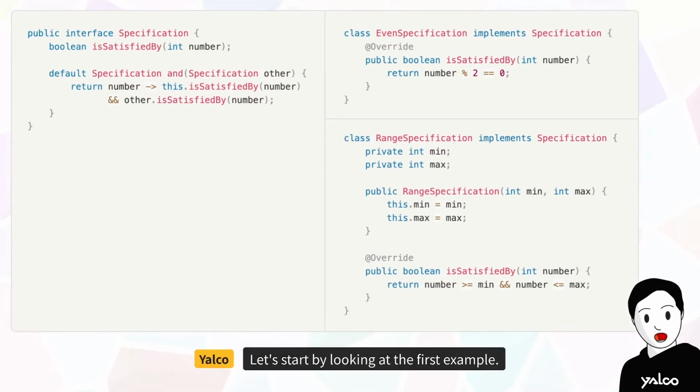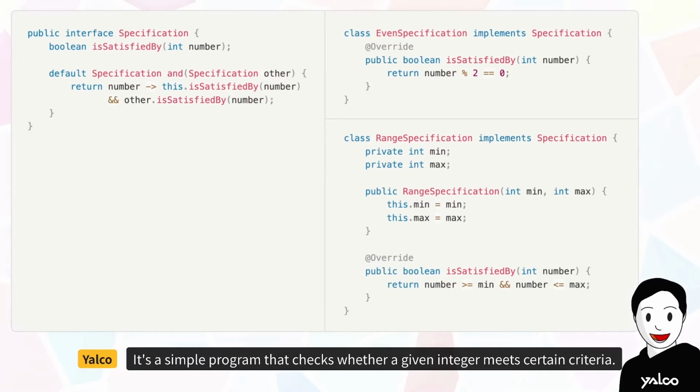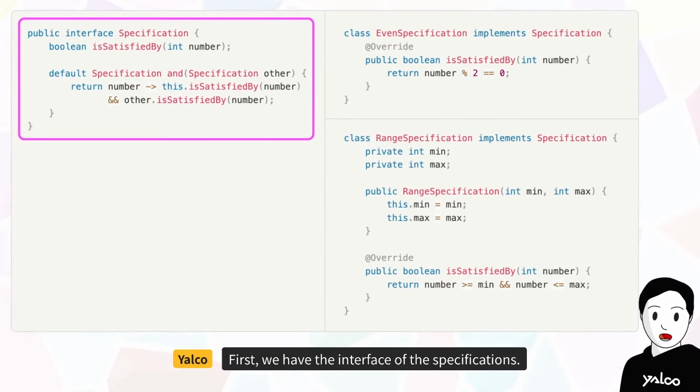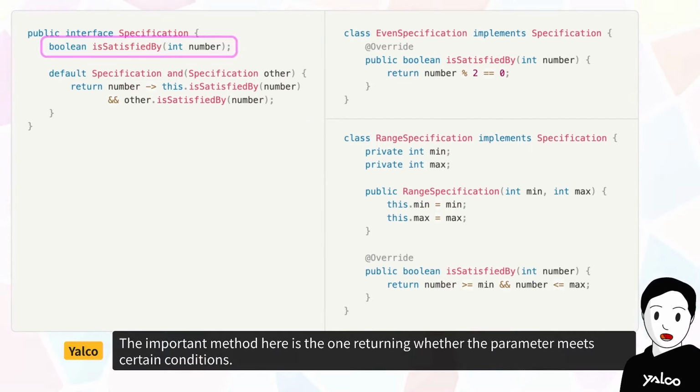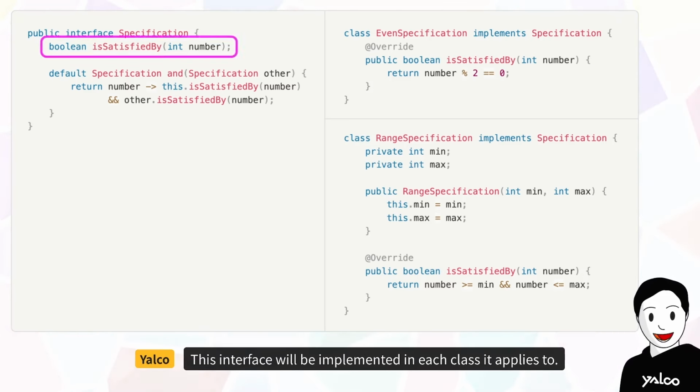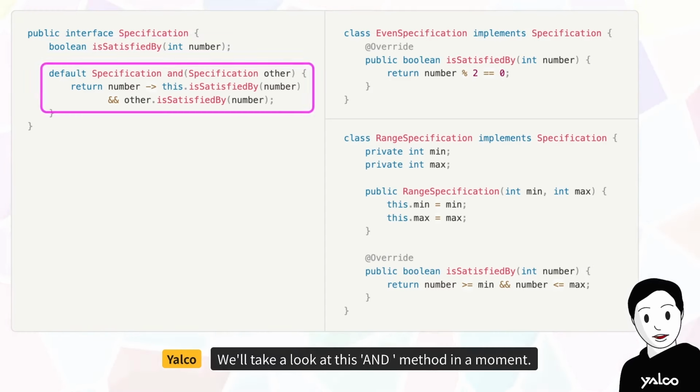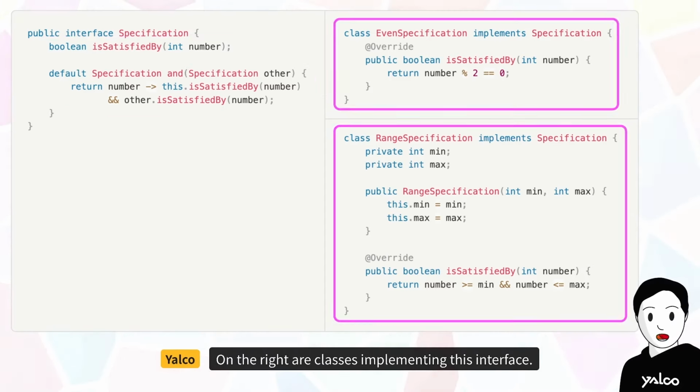Let's start by looking at the first example. It's a simple program that checks whether a given integer meets certain criteria. First, we have the interface of the specifications. The important method here is the one returning whether the parameter meets certain conditions. This interface will be implemented in each class it applies to. We'll take a look at this AND method in a moment. On the right are classes implementing this interface.